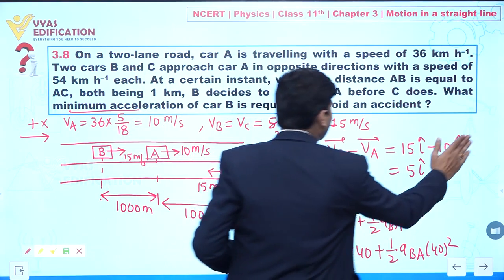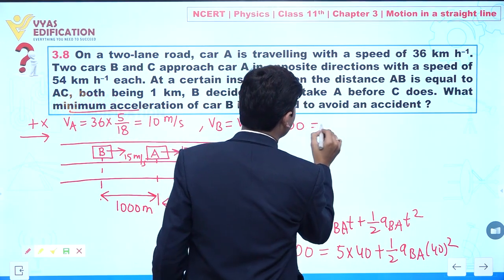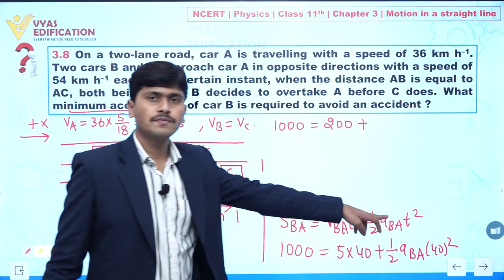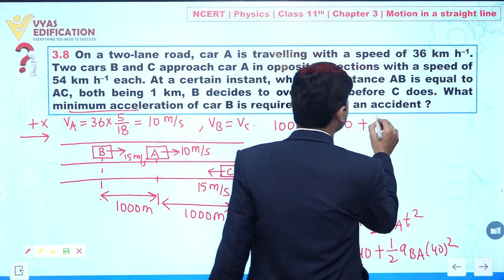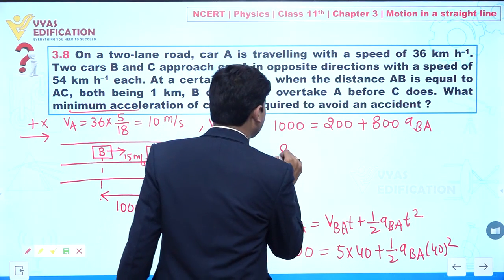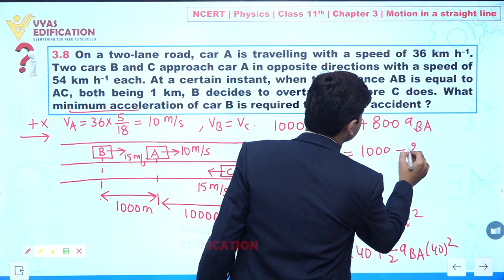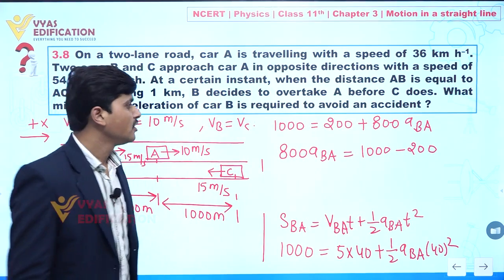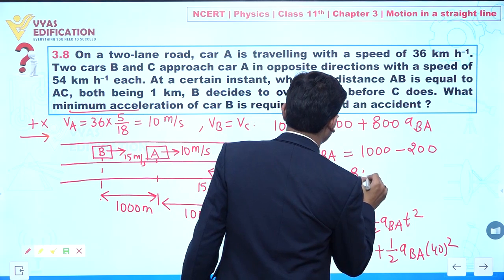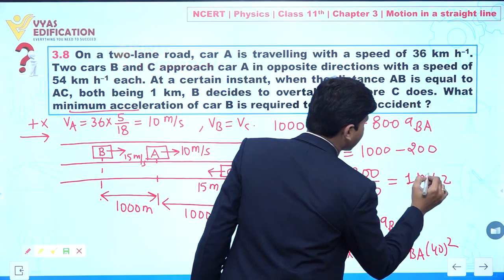So now you can write 1000 is equal to 200 plus, 40 into 40 is 1600, half of that is 800, times a_BA. Clear to you? So 800 a_BA is equal to 1000 minus 200. From here a_BA is equal to 800 over 800. So this is 1 meter per second squared. Clear?